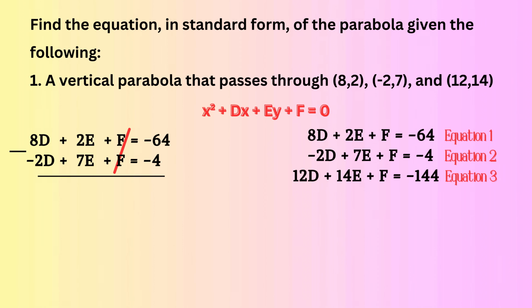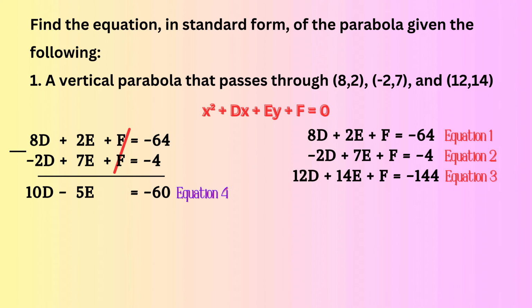Then, 8d, minus negative 2d, equals 10d. 2e, minus 7e, equals negative 5e, and negative 64 minus negative 4, is negative 60. This is now our equation number 4. It has 2 variables, d and e.